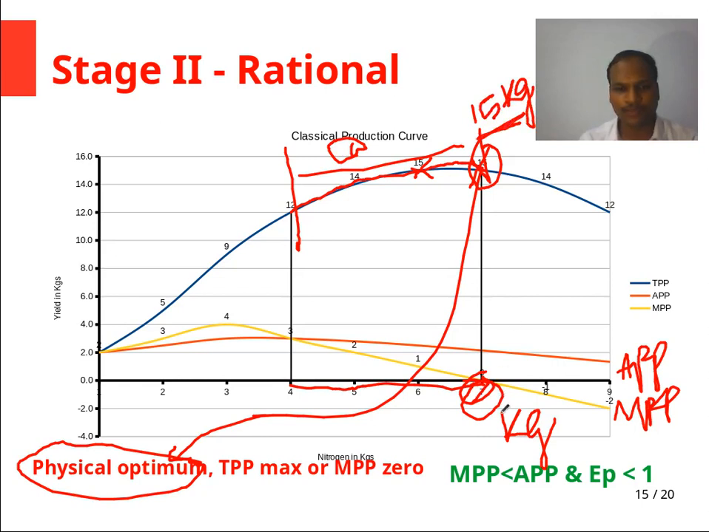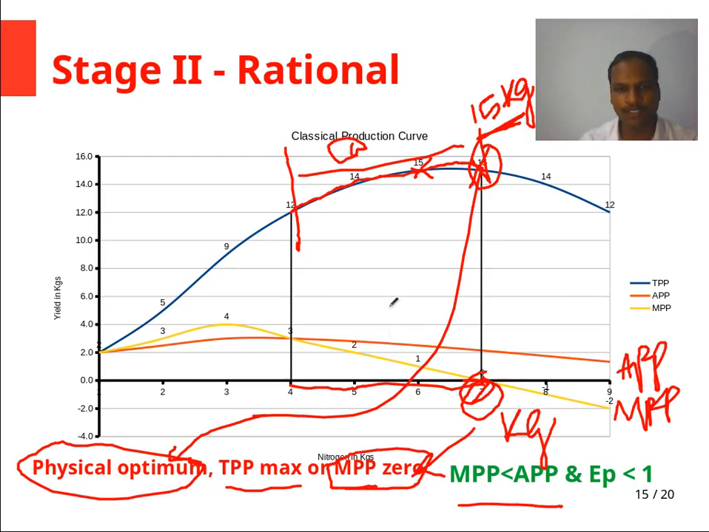This is calculated by TPP max or MPP equal to 0. When MPP equals 0, we can say it is the maximum yield. So here in this stage, MPP is less than APP.